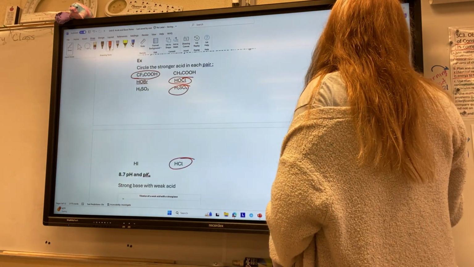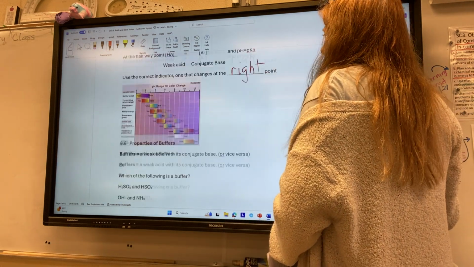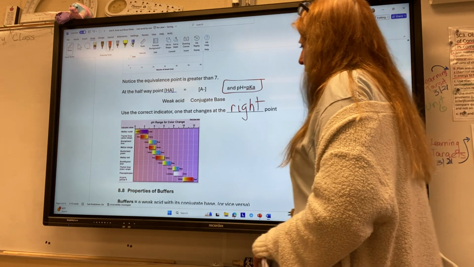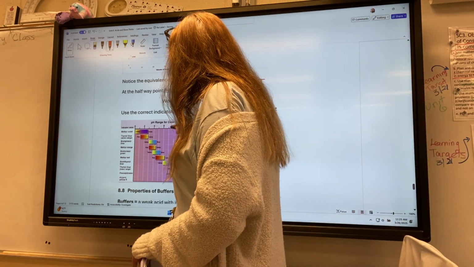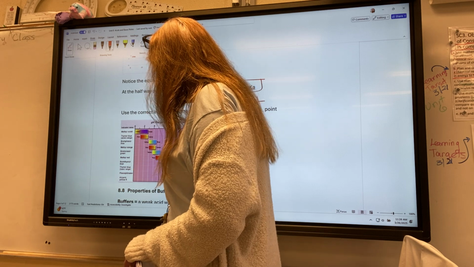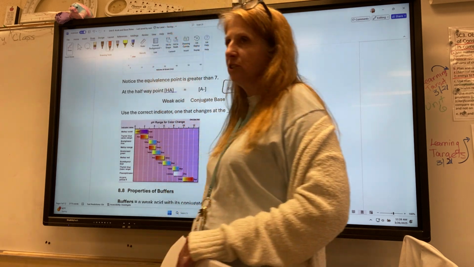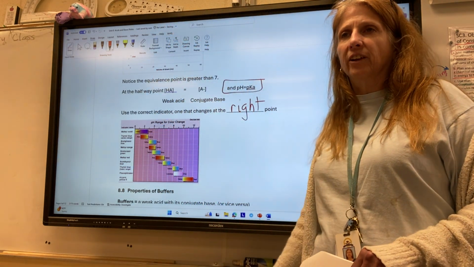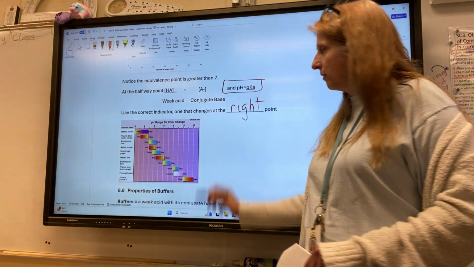So here we have a list of all these different indicators, and if we were going to pick the right one here, we would need one that's about 8. We come down here and it looks like thymol blue is what we should choose. That is an easy question, isn't it? What's the right indicator? Okay.